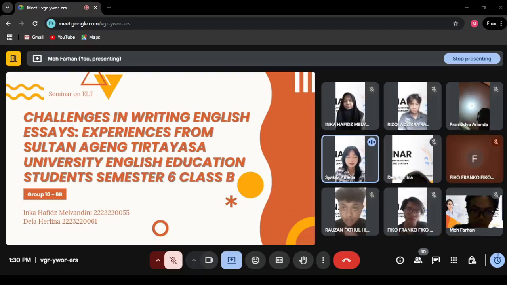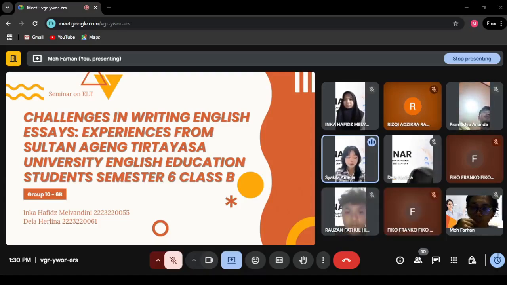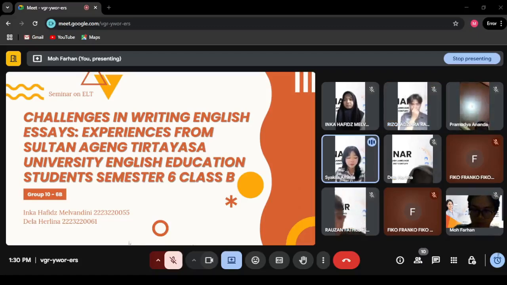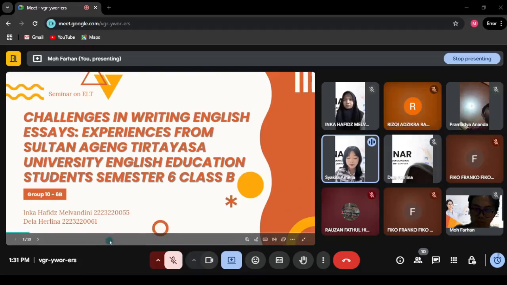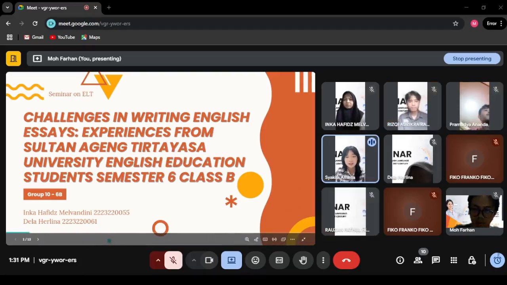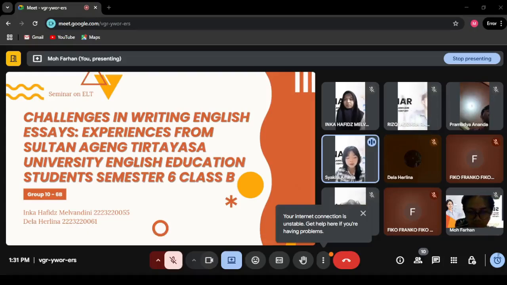Then the second group is from Group 19 with the title The Use of Technology in Improving Collaborative Learning Experiences in Higher Education. Then the third group is from Group 7 with the title The Effect of Social Anxiety on English Speaking Fluency in Classroom Interaction. Then the last group is from Group 4 with the title The Impact of Learning Style on Interactive English Teaching Strategies for Improvement. Each presenter will be given 10 to 15 minutes for their presentation, and a Q&A session will be held at the end of the group presentation.